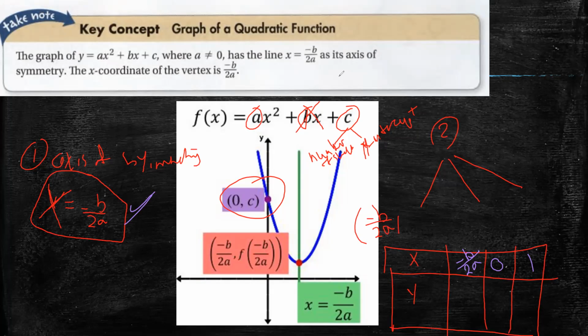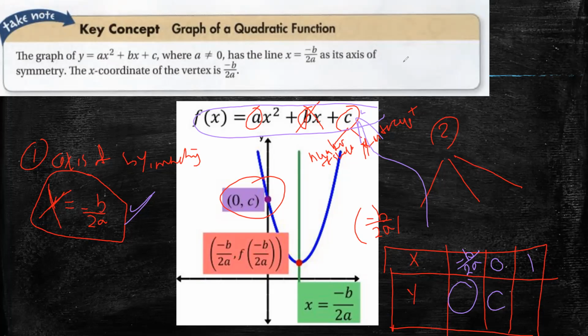Now, at the point -b over 2a, I just evaluate this number in my function, and here I find the y value. At 0, I find the y value, and every time it is c. It is the last number. And at 1, I evaluate it and I find the number. After I have these 3 points, I can draw my graph, or I can graph a function.